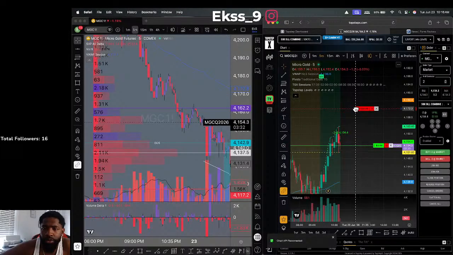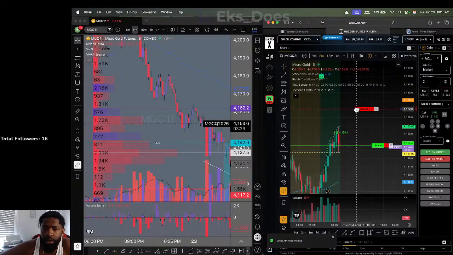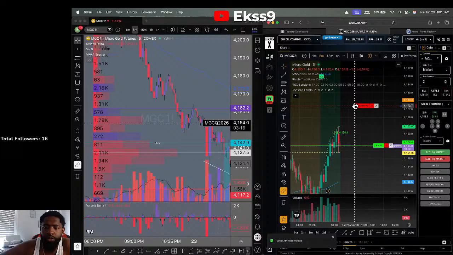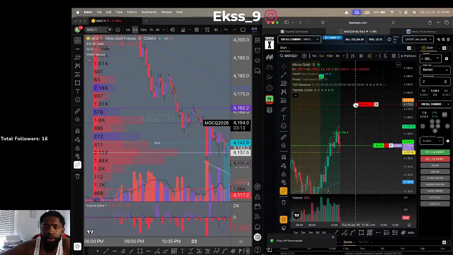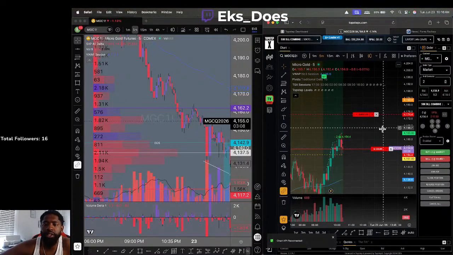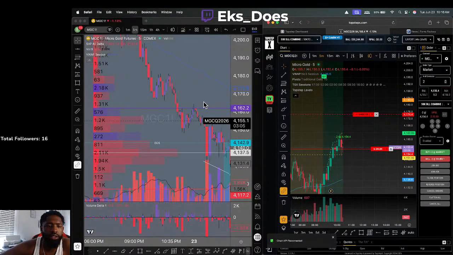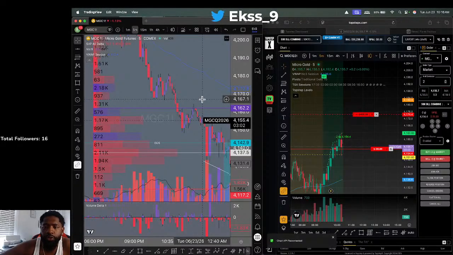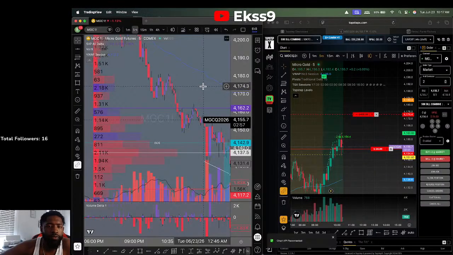4172 even. Nah, let's go up. Let's go 4174.4. So that's exactly 20 points. So 20 points for 2 contracts is risking $400, and my stop loss is 4174.4.